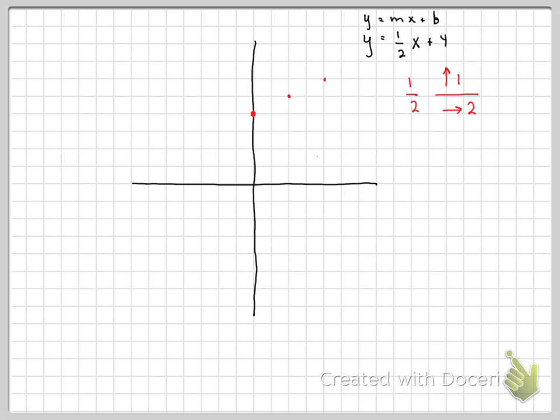Or we could also go down 1 and left 2, because down 1 and left 2 is the same thing as negative divided by a negative, which is still a positive. So we can go down 1 and left 2 and still end up on the same line. That would be our line, graphed from y equals mx plus b. Always start with your y-intercept and go to incorporating your slope from that point.